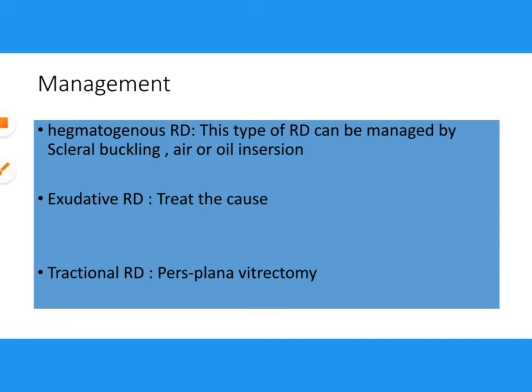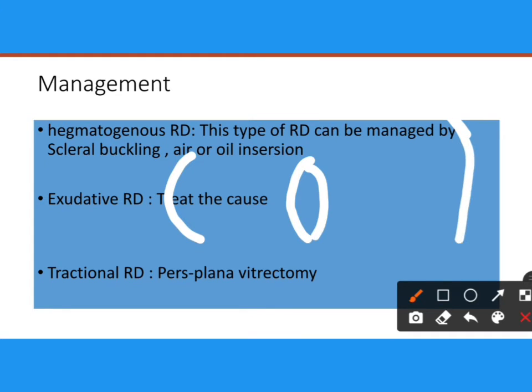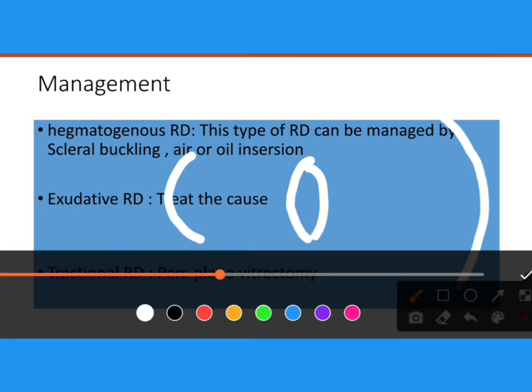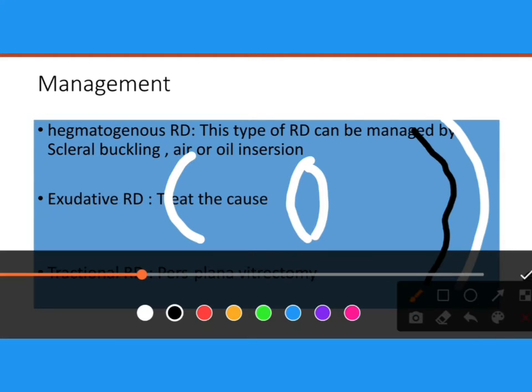Okay, so let's start with this tool. Suppose this is the cornea, and this is the lens, and this is the retina. Okay, so let's make the retina nicely. So in retinal detachment, what happens is, suppose this is the detached retina. Okay, so what is our aim? Our aim is to attach the retina again.